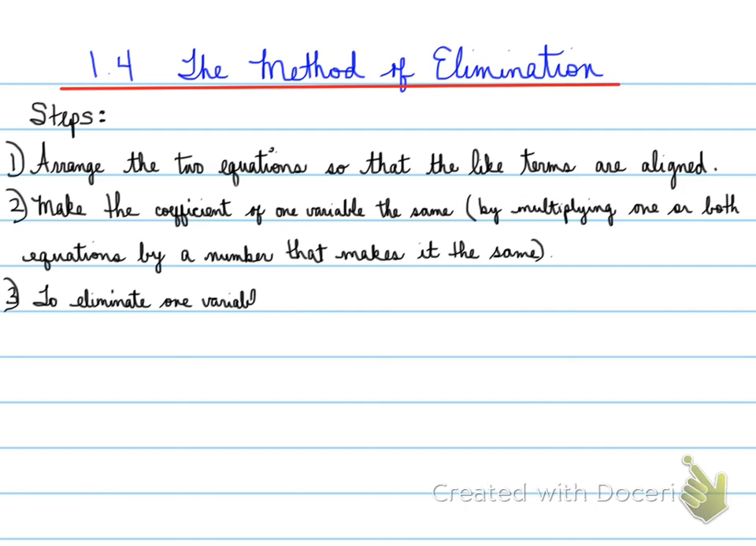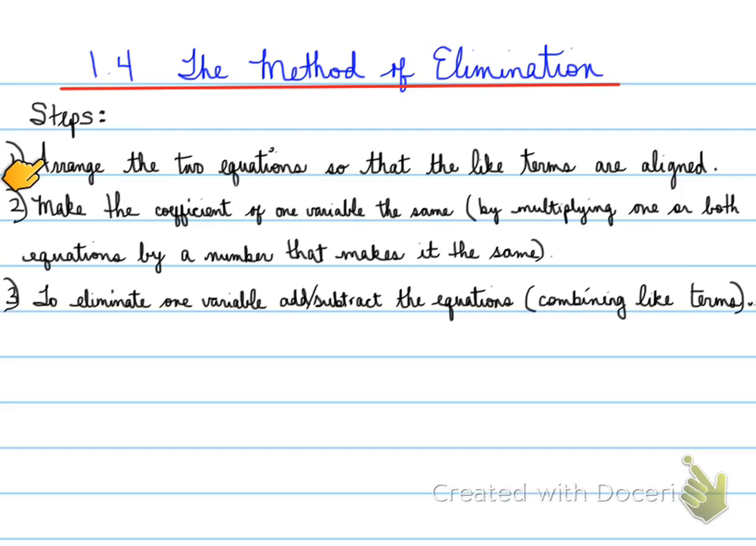Third step, to eliminate one variable, add or subtract the equations by combining like terms. So what you're doing here in the next step is to eliminate. So again, step number 1 is to align. Step number 2 is to multiply. Step number 3 is to eliminate. Once you've eliminated, you can then solve for the remaining variable. So that is still part of the elimination step.